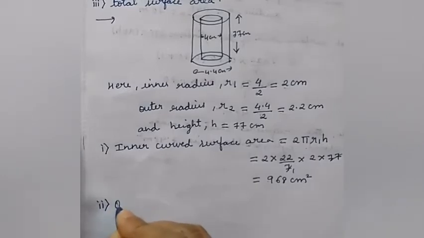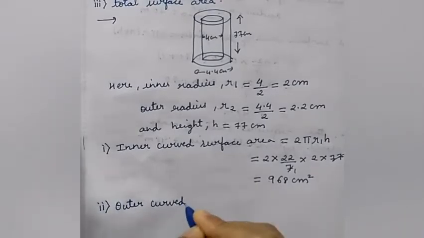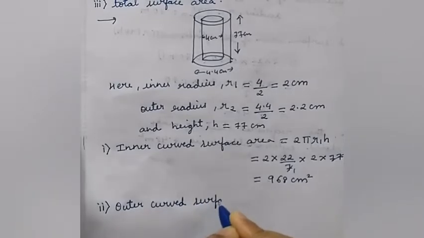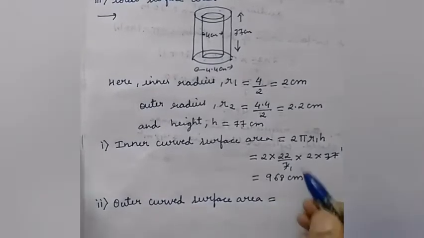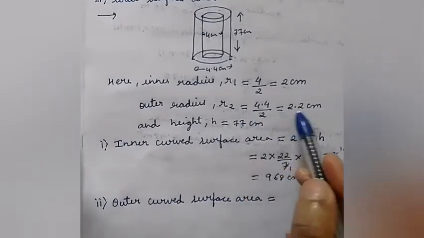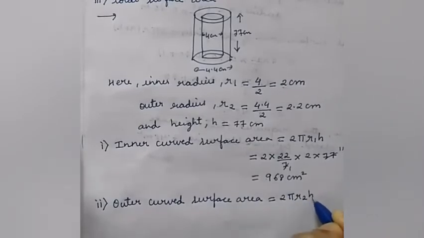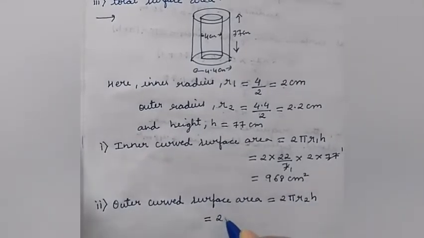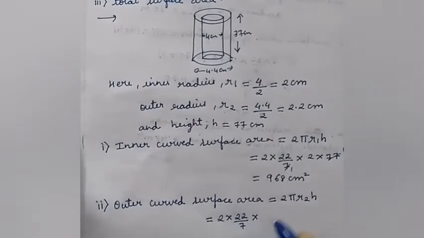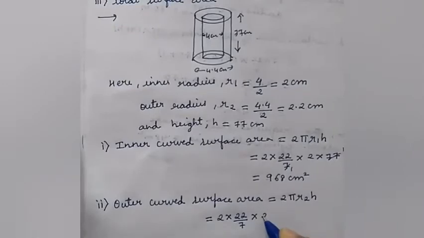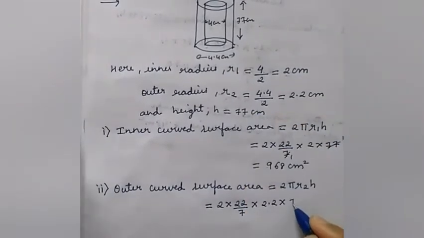Second is the outer curved surface area, which is equal to 2 pi r2 h, where the outer radius r2 is 2.2. So we write 2 into pi, which is 22 divided by 7, into r2, here 2.2, into h, given as 77.